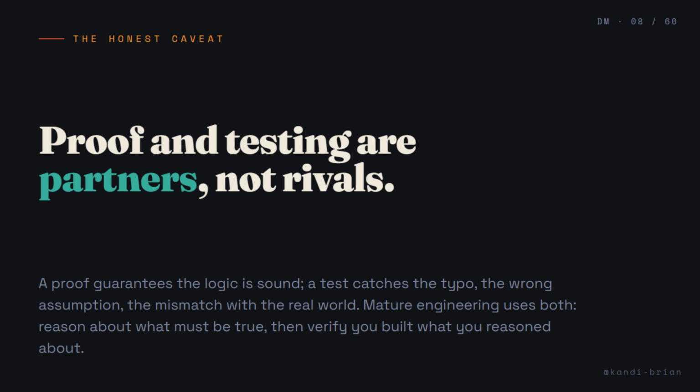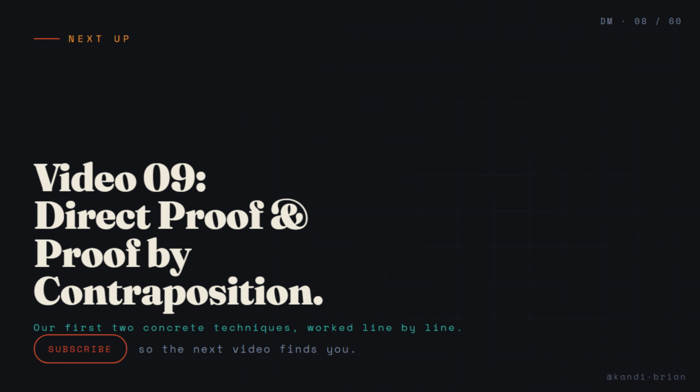So a proof is an airtight general argument built on axioms and definitions that settles a claim for every case at once, and it is the foundation under the strongest guarantees in software. Next up in video 9, I'm going to stop talking about proofs in the abstract, and you'll see it on screen, the first actual proofs, and you can practice along with that, using the 2 most common techniques, direct proof and proof by contraposition, worked line by line.